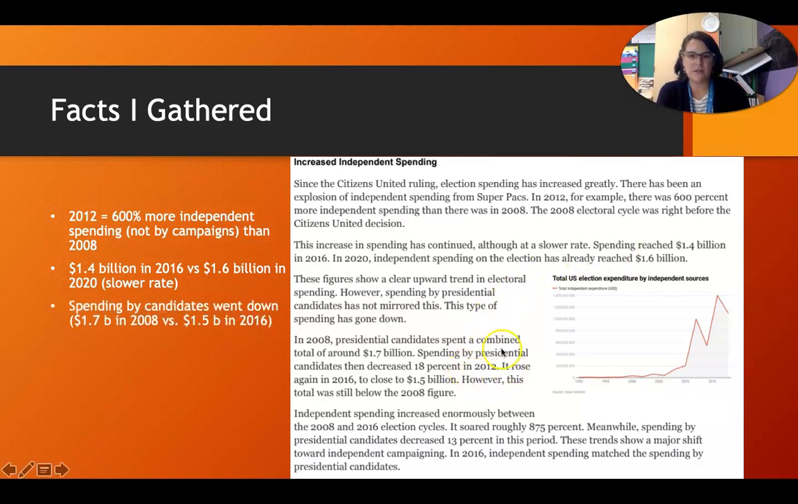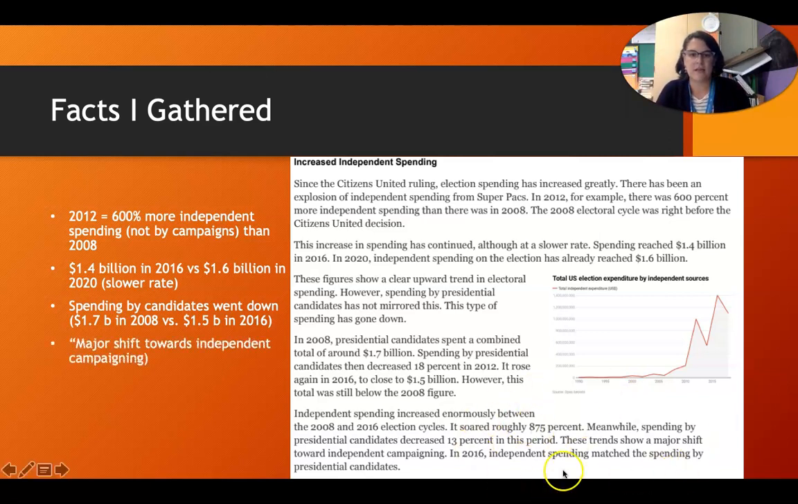Down here, I also noticed that it said spending by candidates themselves went down from 1.7 billion in 2008 to 1.5 billion in 2016. So to me, it sounds like candidates' spending is going down while other people's spending on them is kind of going up.